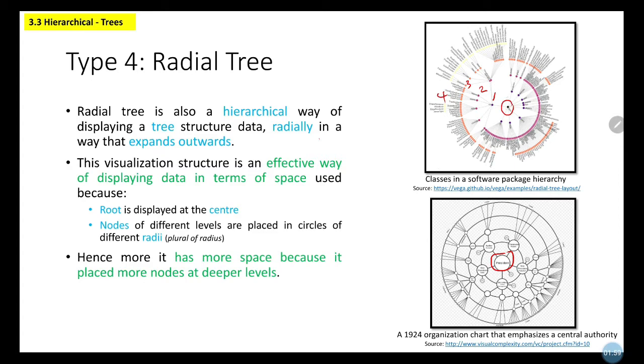In this example, the first one is a representation of a radial tree diagram for classes in a software package hierarchy. And this one is an organization chart that emphasizes a central authority in the year 1924. So probably in the millennium, the representation of an organizational chart would be different. So this is how we interpret the radial tree representation of hierarchical trees diagram.